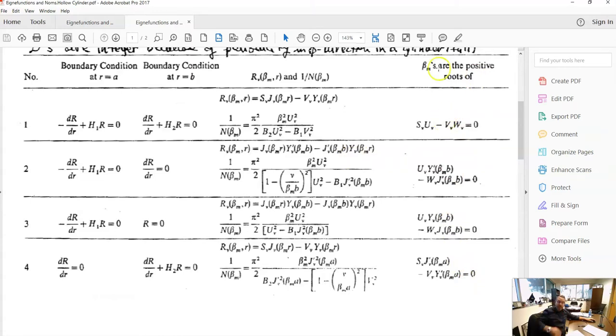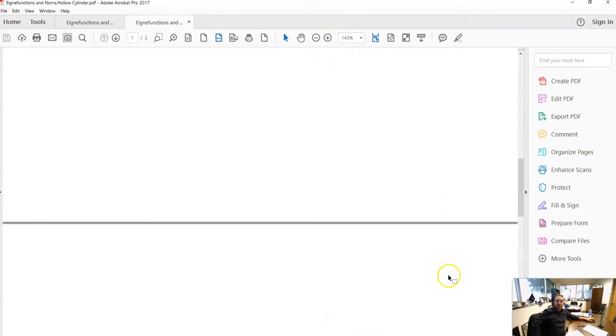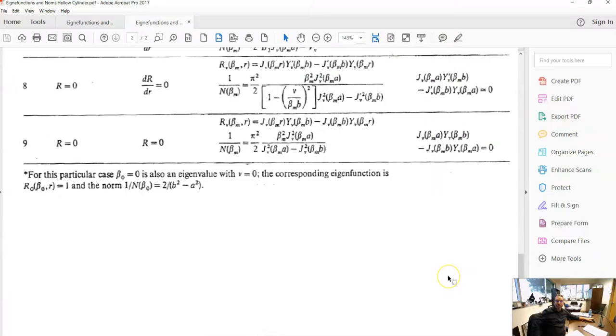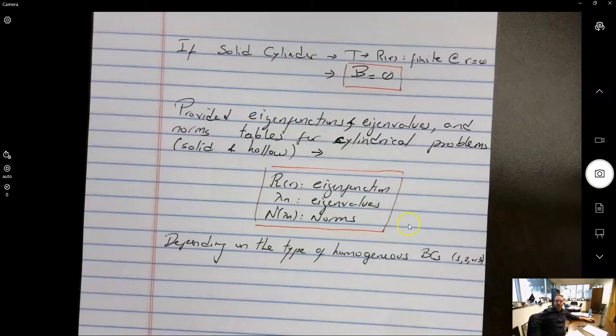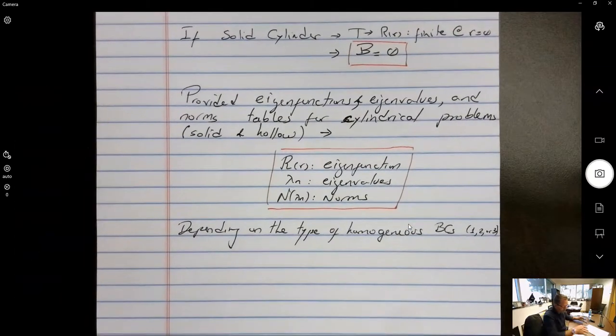The eigenvalues are dictated by the roots of these particular equations. So it's all here. We don't have to solve those equations, and we don't have to implement the boundary conditions. They're all solved for our perusal.